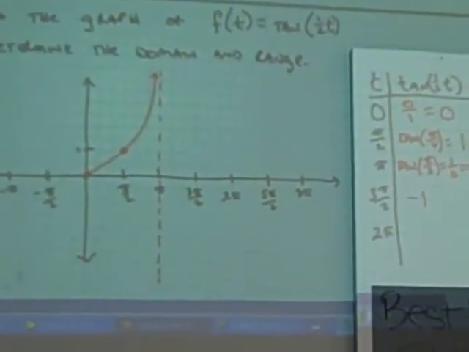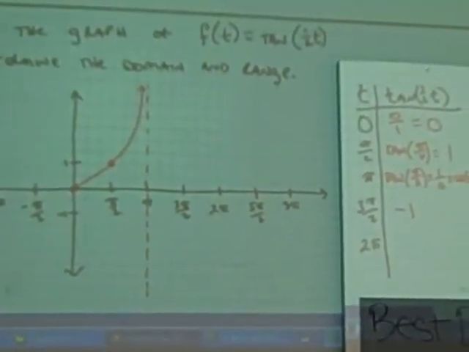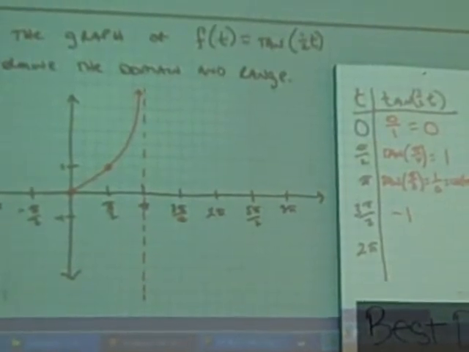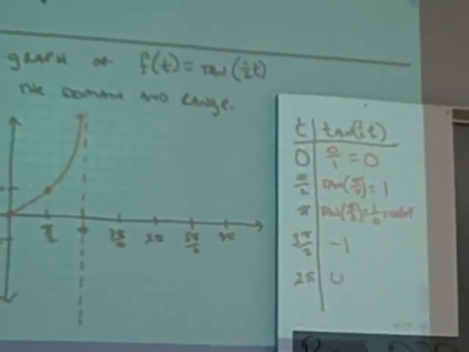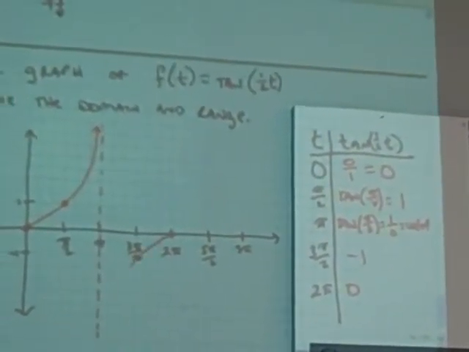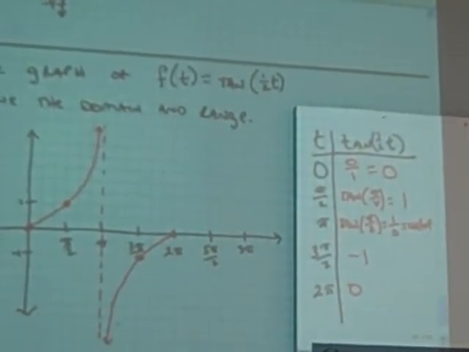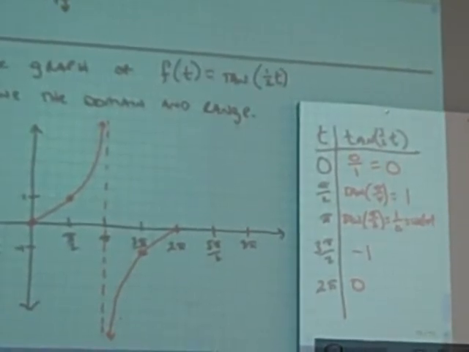So that tells me this point's on the graph. What about tangent 2 pi? It's going to be 0. So the point 2 pi, 0 is on the graph. Do you see enough to generate the rest of this graph? Yes. Where can I go from here?